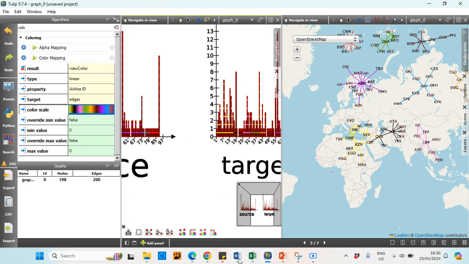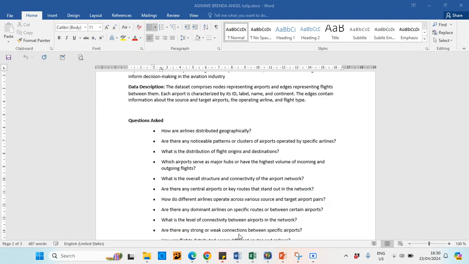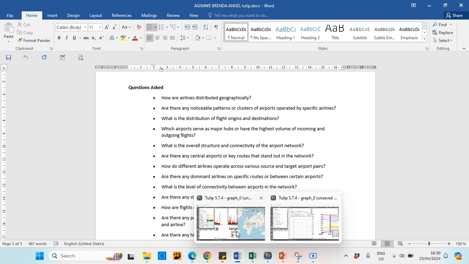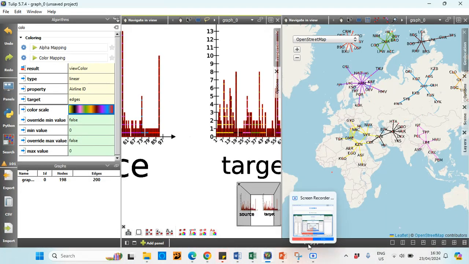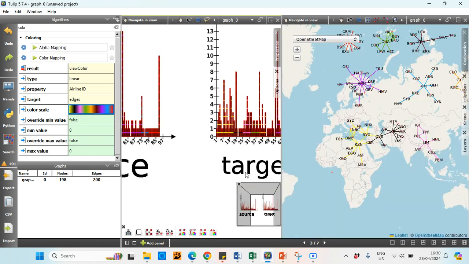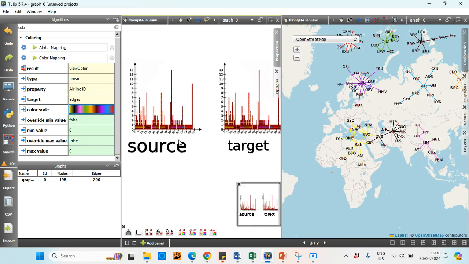Then if we move on, anyways, these questions were kind of guiding me when I was creating these graphs. So maybe just to save some time, I will just take you through the graphs I came up with. I came up with this, which I talked about, the histogram, looking at how many airports have flights in the source and in the target. Then I think I've also looked at this.